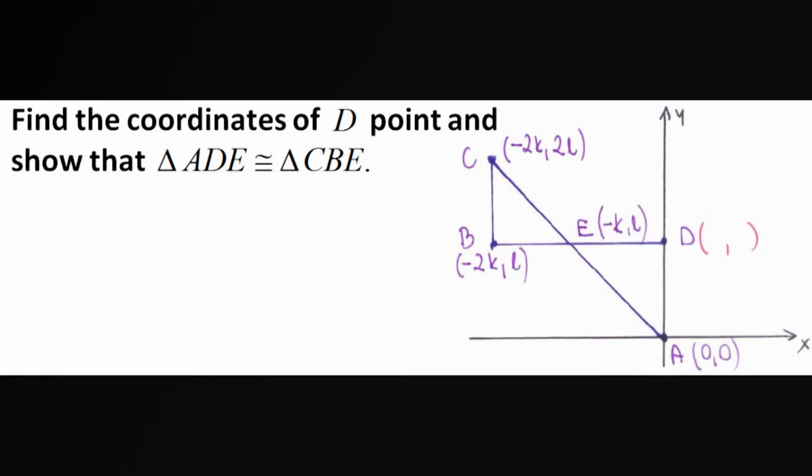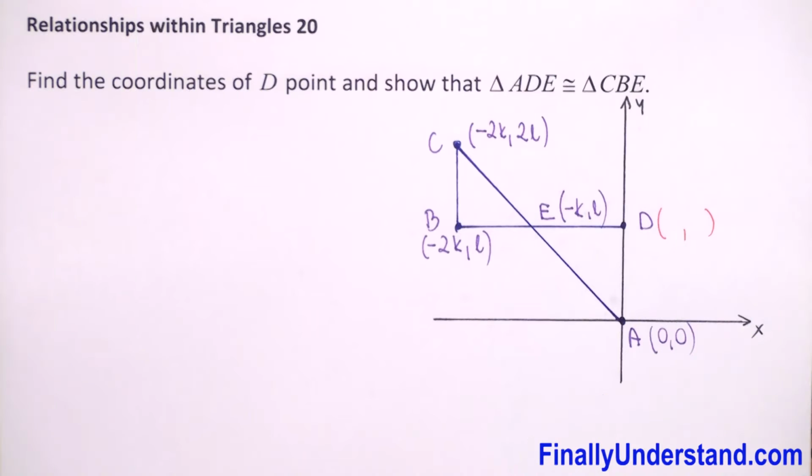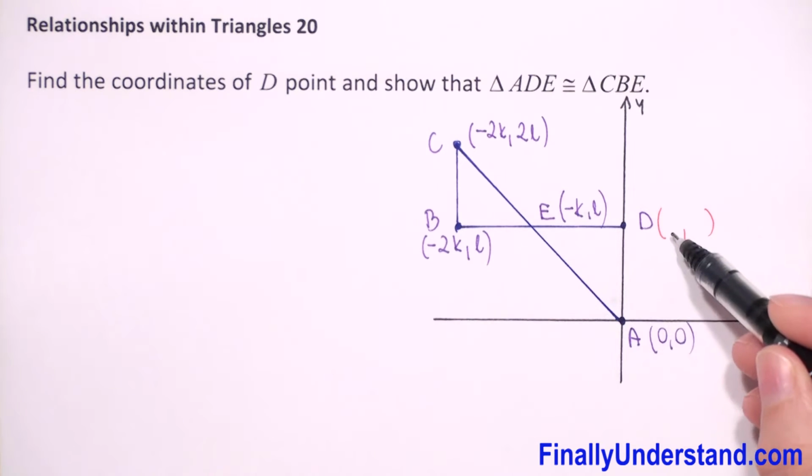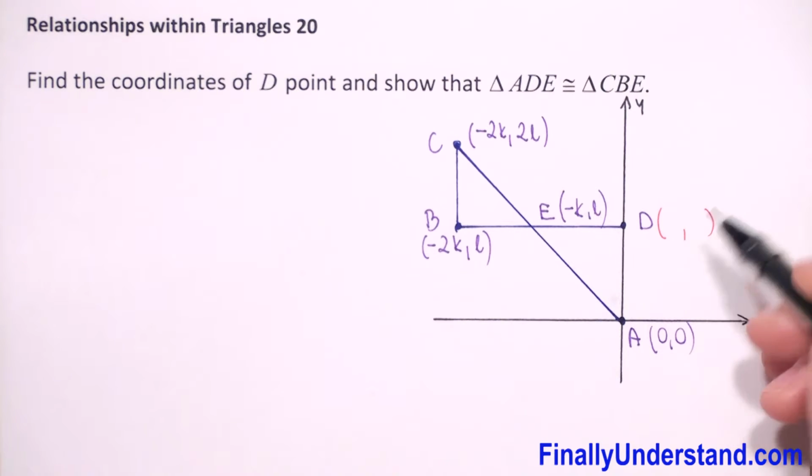Find the coordinates of D point and show that triangle ADE is congruent to triangle CBE. First, we will find the coordinates of D point. D point is on the y-axis. It means the first coordinate must be 0.